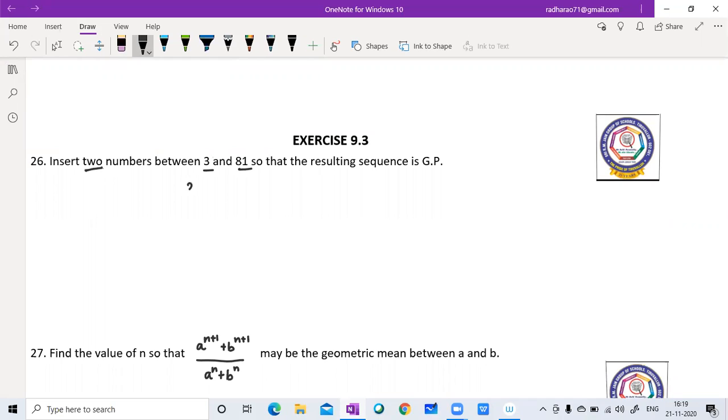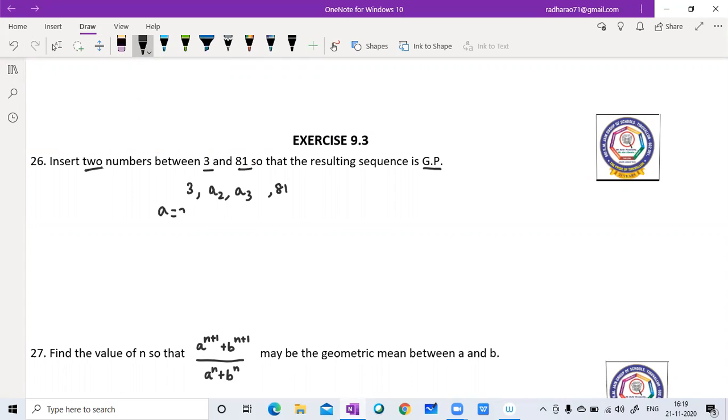So 3 and 81, there are two numbers in between, you have to insert two numbers so that they form a GP. This is the first term, you have to insert the second term and third term, and 81 is the fourth term. So 3 is the first term and 81 is the fourth term.